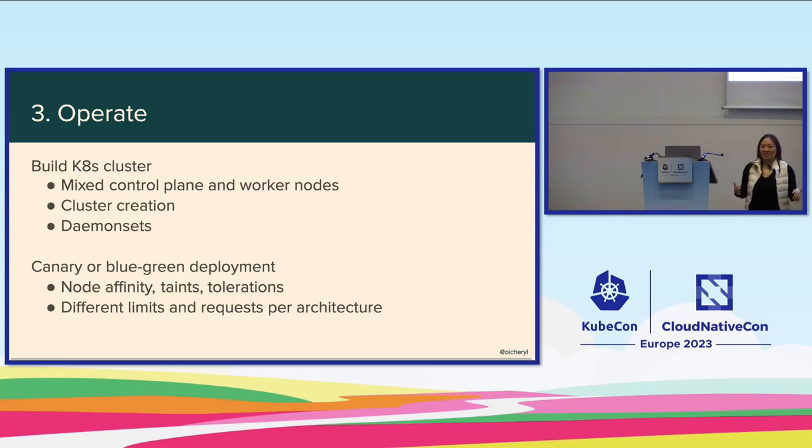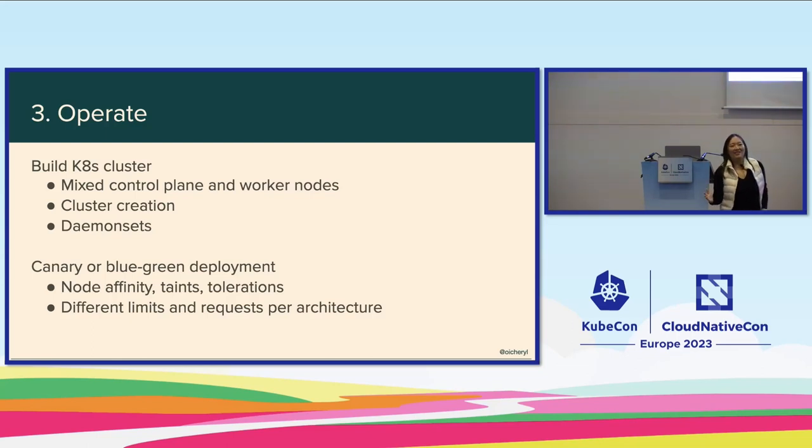Once you have a mixture of probably x86 and ARM, that's going to affect anything that runs in a daemon set. So now you just go and check everything that runs in a daemon set and make sure that it's pulling down the correct flavor of image for whichever architecture you're running on. And then we get to actually deploying.